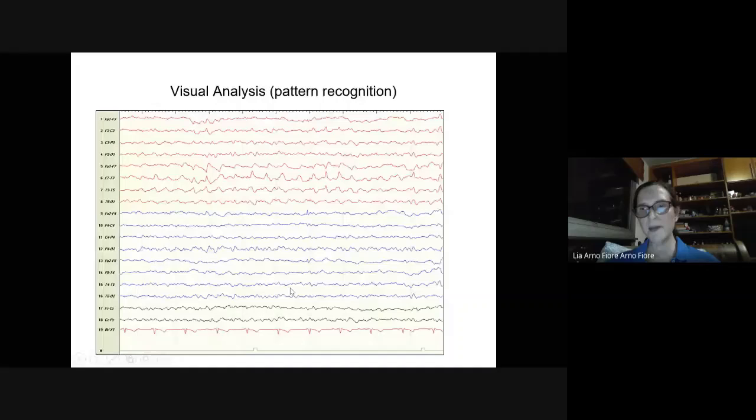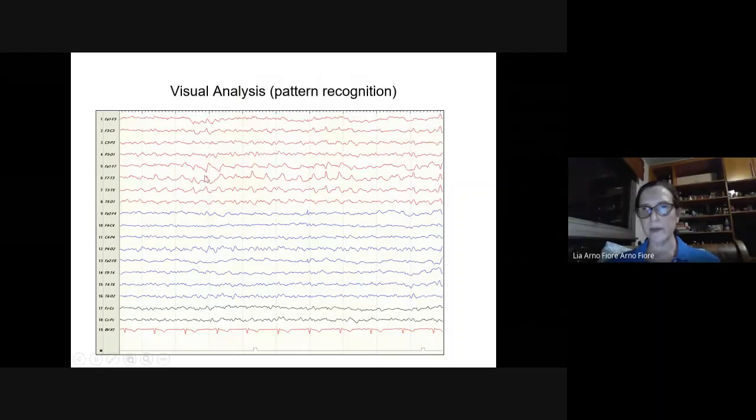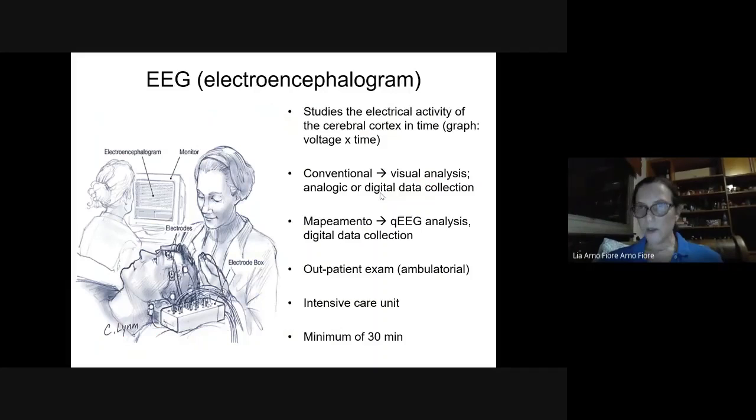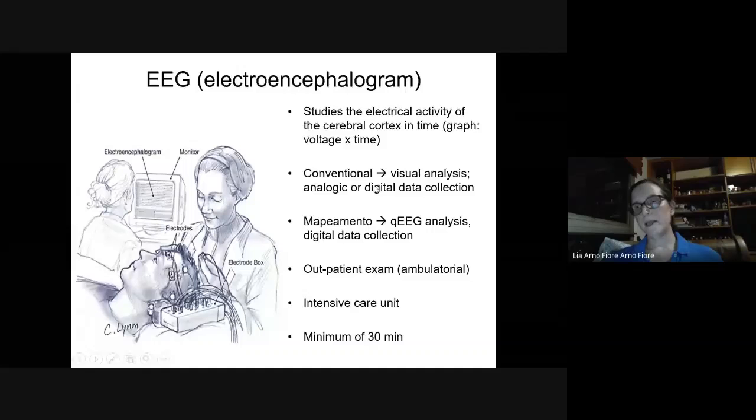So you can see there's a pattern recognition. If you look at this side, it's different from this side. There's something here that you recognize as something different. And if you think that it's easy to teach that to computers, not yet, not so easy. So this is the conventional visual analysis. You can collect data analogically or with numbers, digital.